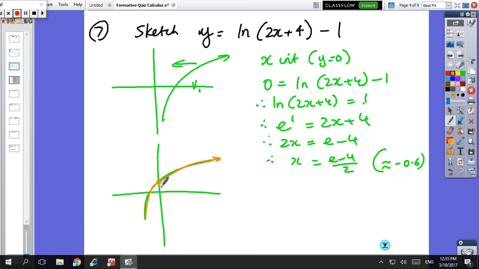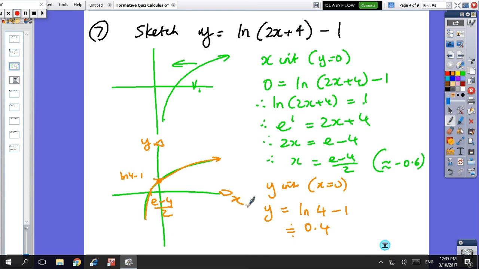So now it's going to have a y-intercept. So the y-intercept, which is when x equals 0, so we've got y equals log 4 minus 1. And that's approximately, what's that equal to? Log 4 minus 1 equals, so it's approximately 0.4, but the exact value is log 4 minus 1. Don't forget to label your axes, and we're done.